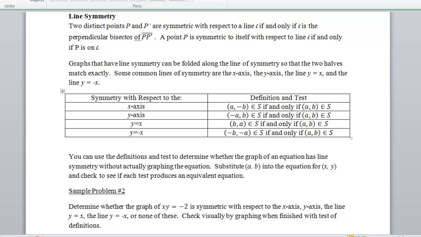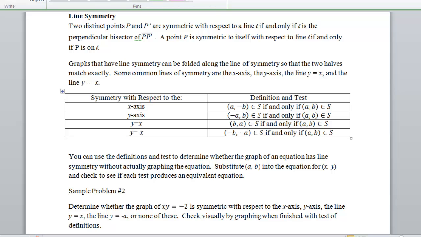Now we'll test our function graphs for line symmetry. So for dealing with line symmetry, the simplest way for us to tell if something is symmetric across a line is to take the graph and fold it in half along a line of symmetry and see if the two halves match up exactly.